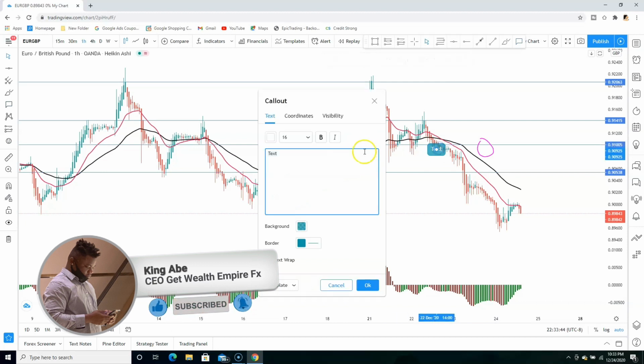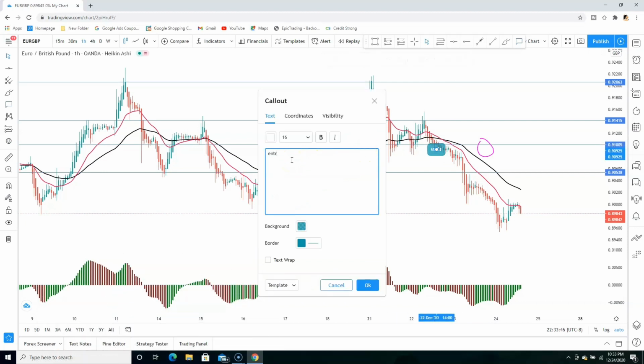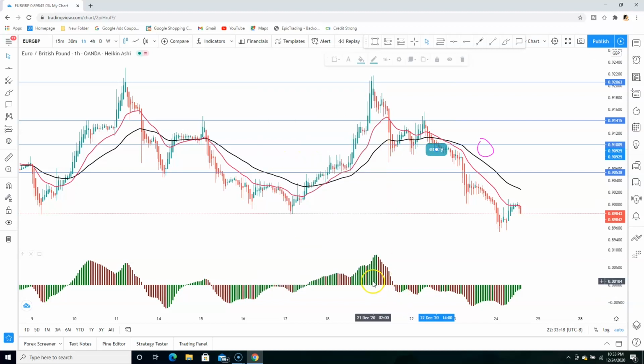right here. Your entry would have been right there. That's where your entry is. Your entry would have been right there. That's your entry. And how do you set your take profit?